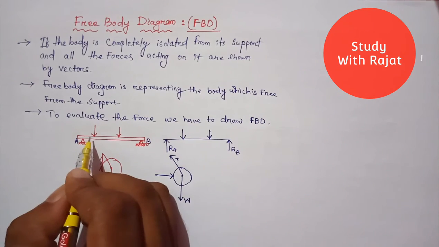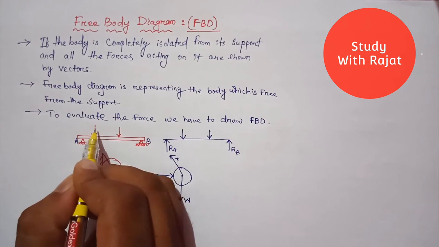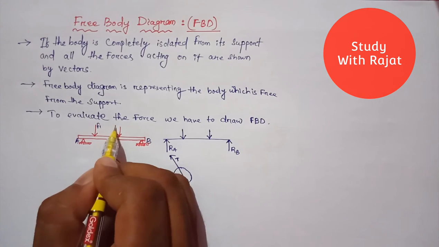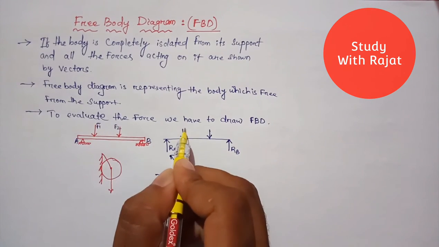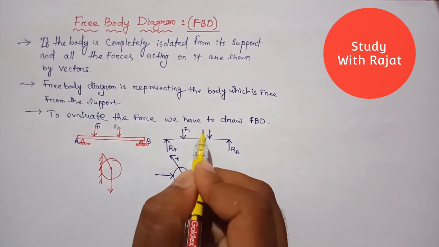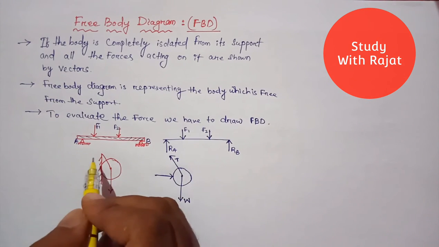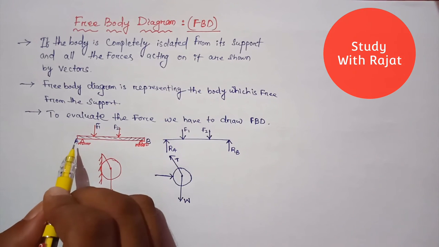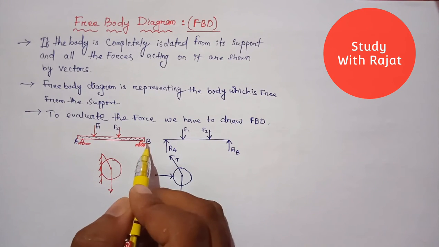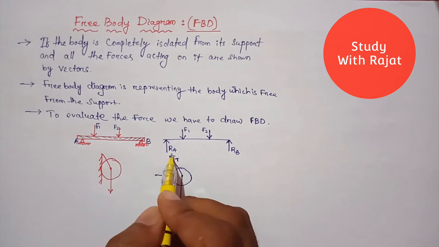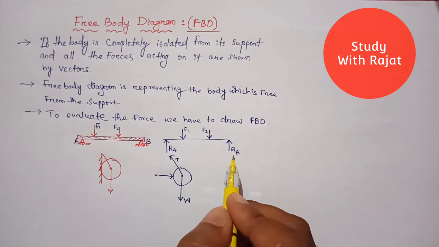Okay, and the other forces acting, you can say F1 and F2. So here I will show F1 and F2. Before removing the supports, points A and B are there. After removing the supports, the reaction forces Ra and Rb are there.